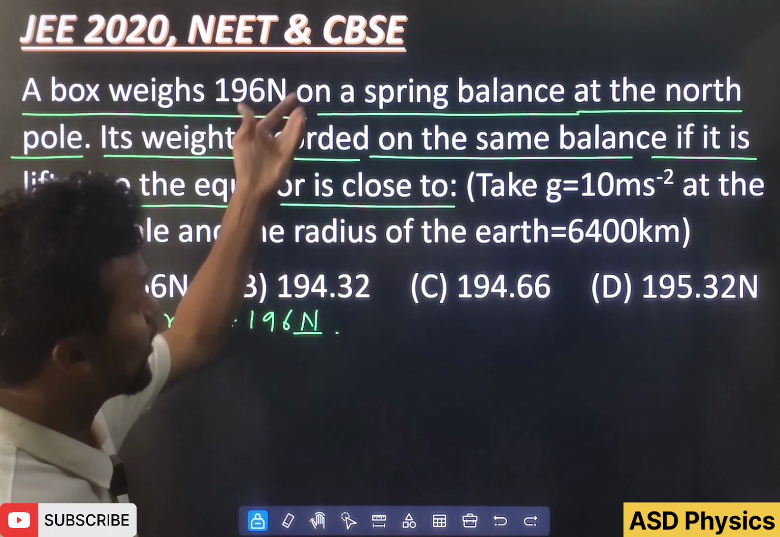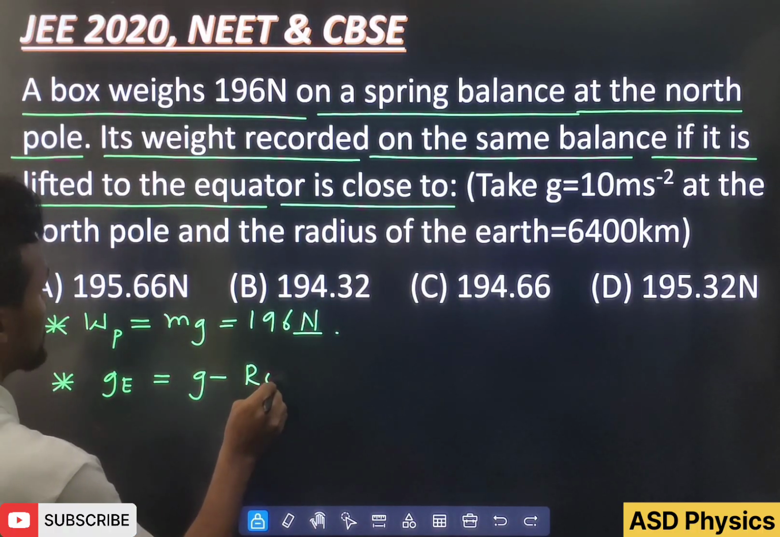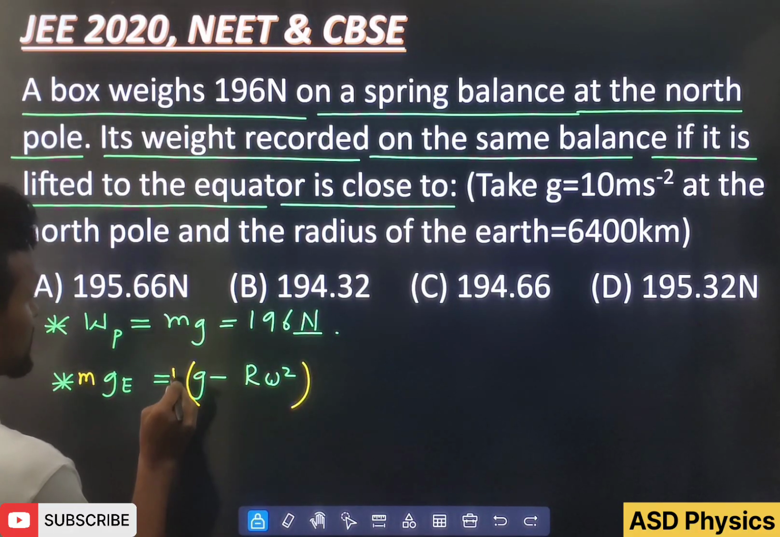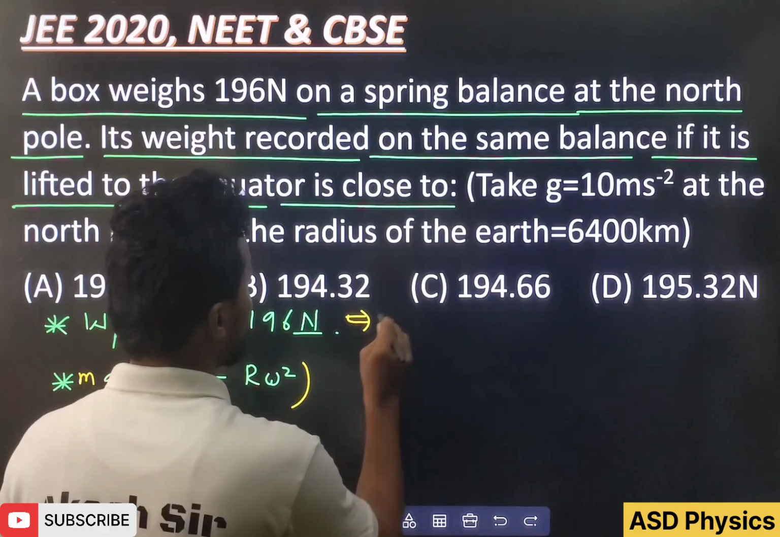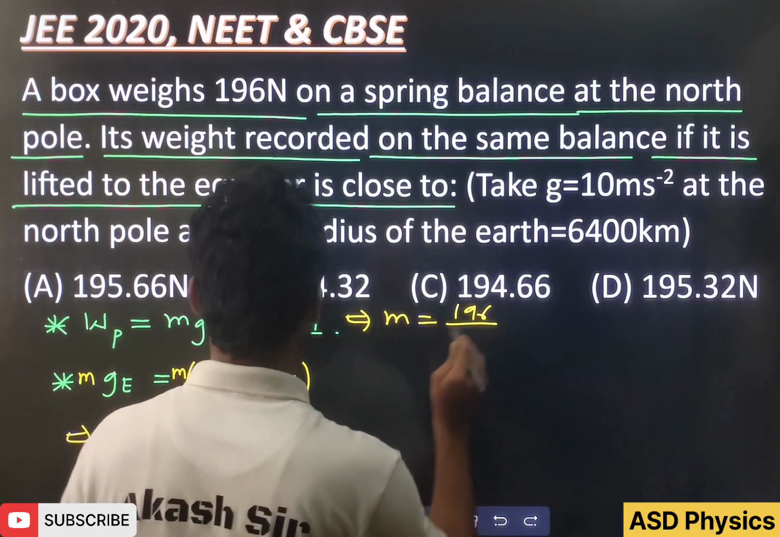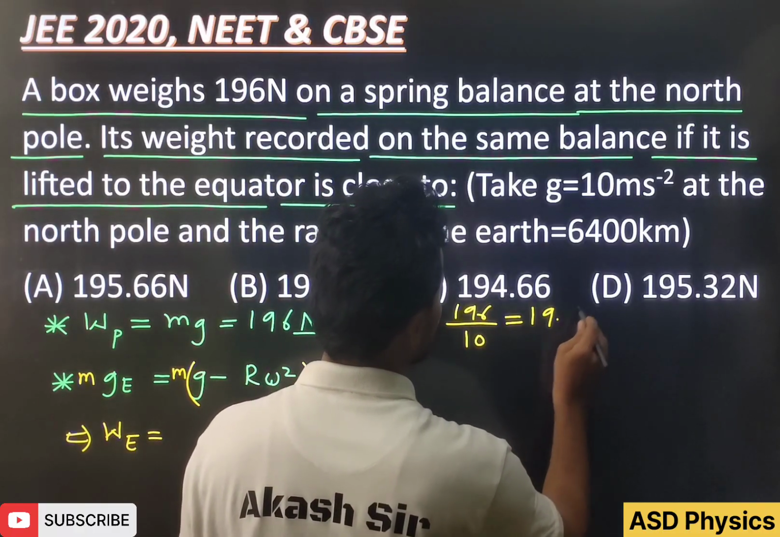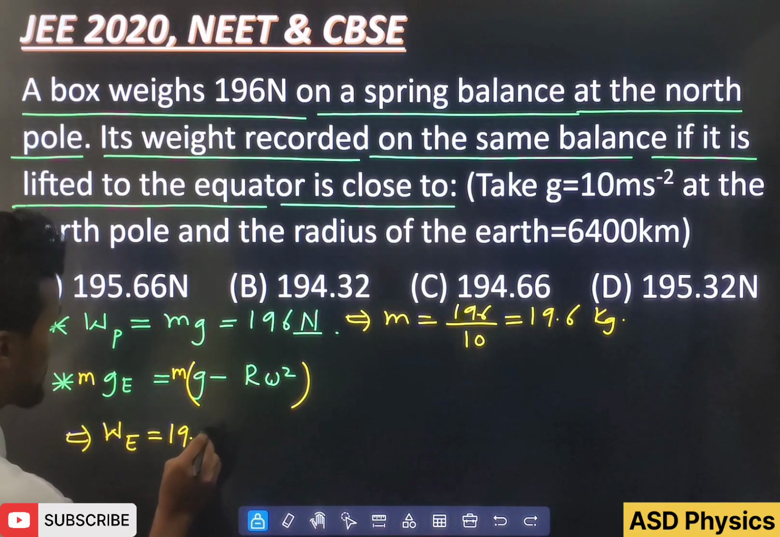On the equator, the formula for g at the equator is g minus r omega square. I will multiply both sides with the mass m. So the weight on the equator will be mass into this. Mass is 196 divided by the g value at the pole, which is 10, so the mass is 19.6 kg.